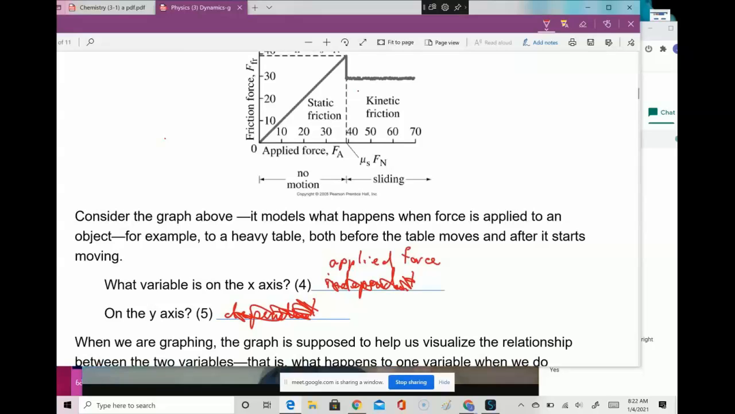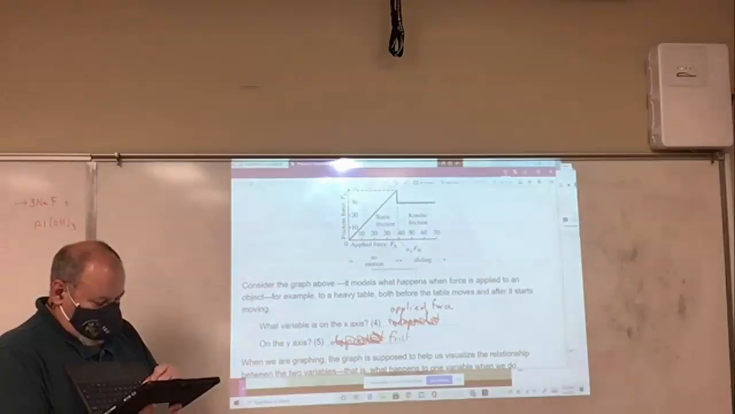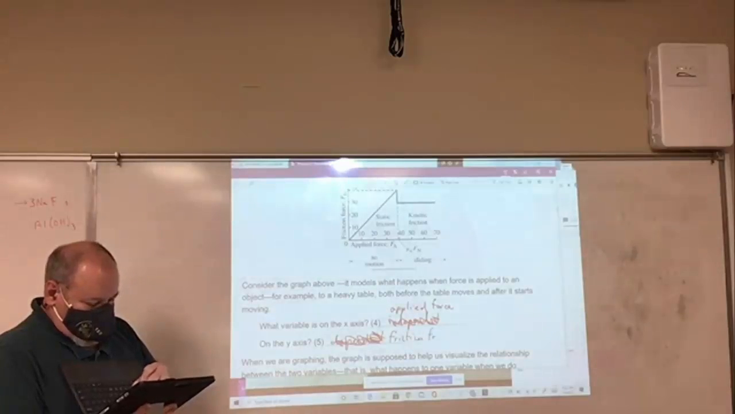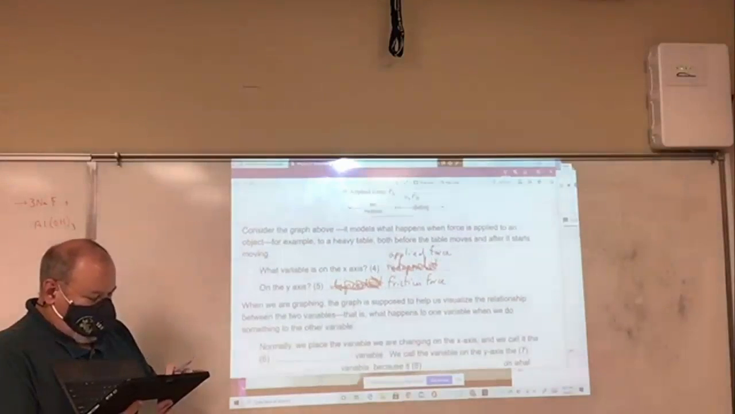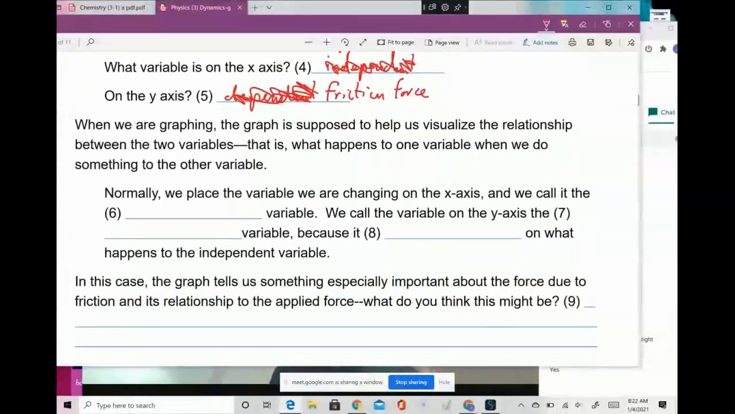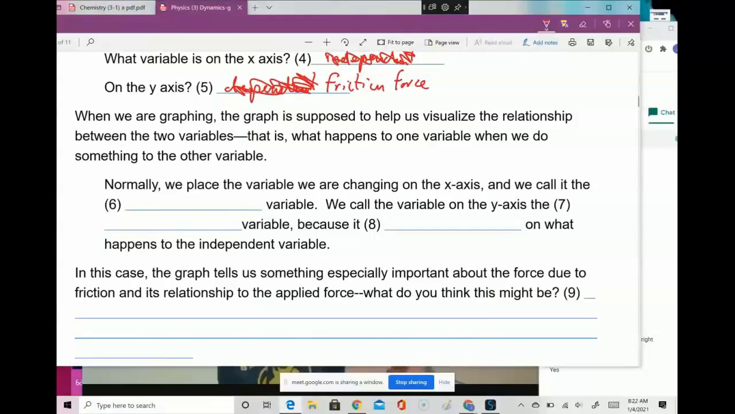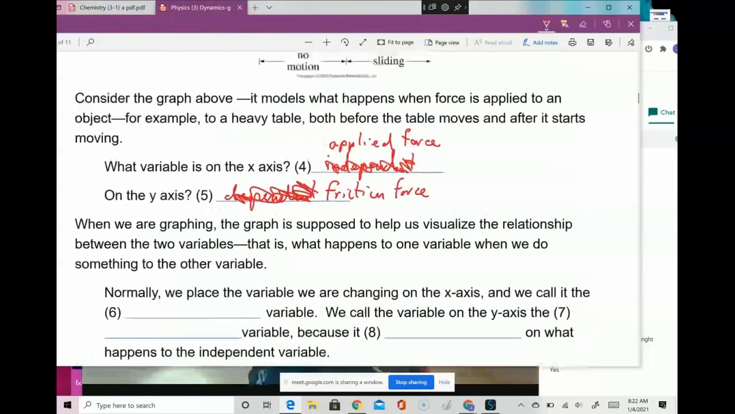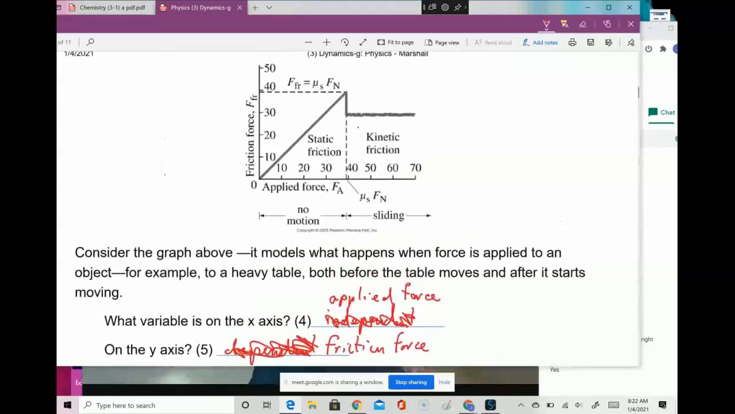And then what's on the x-axis, or the y-axis, I mean? Friction force. So the friction force. Okay, so when we're graphing, the graph is supposed to help us visualize the relationship between two variables. What happens to one variable when we do something to the other variable? So you can see that if I increase the applied force, the force due to friction is doing what here? When I increase this applied force, what's happening to the force due to friction?